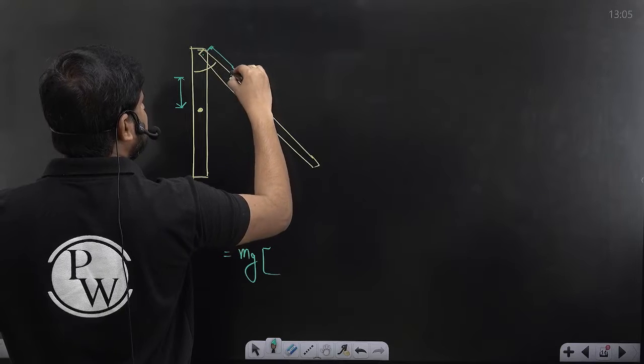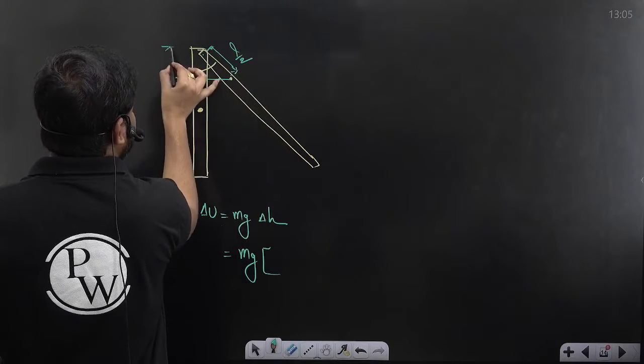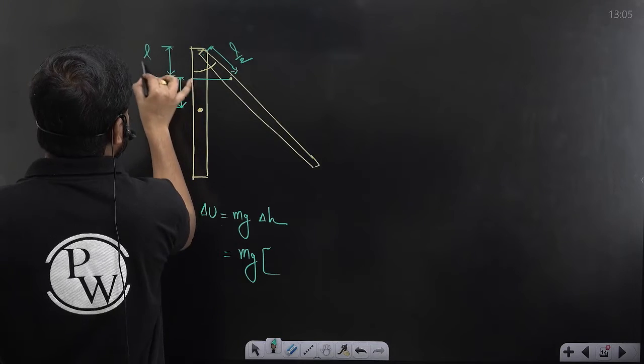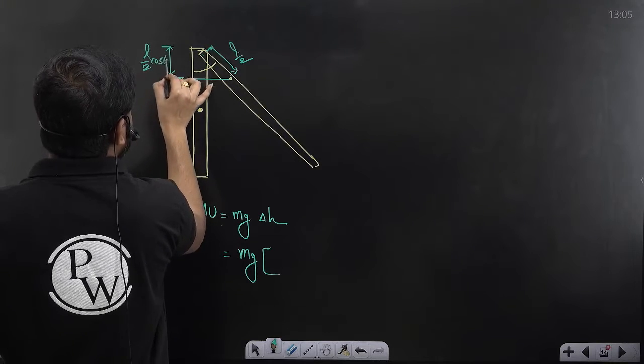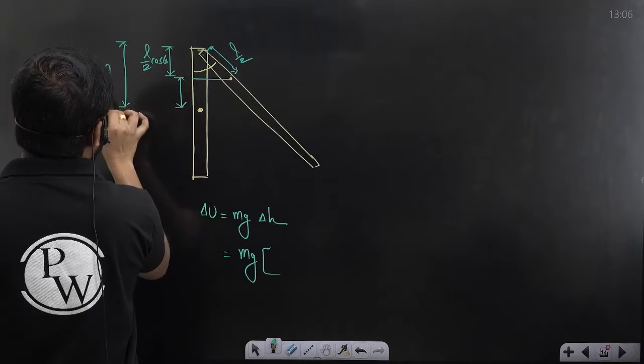From here to here it is L by 2. Now what is the component of this side that comes here? L by 2 cos 60. This component is L by 2 cos 60, and this whole thing is L by 2. Yes or no? This whole thing is L by 2.